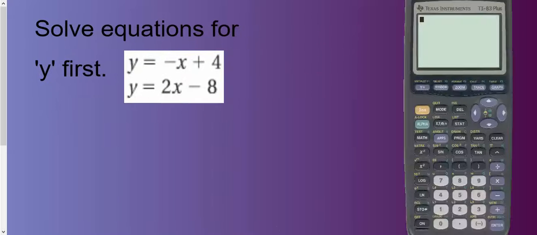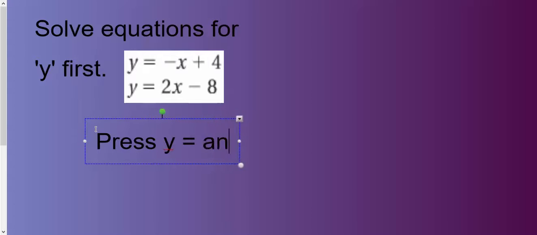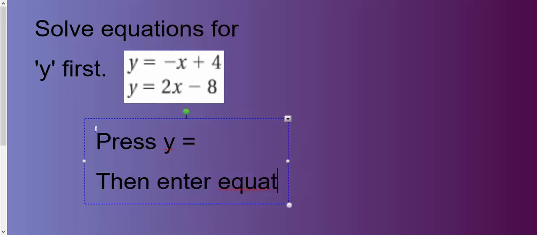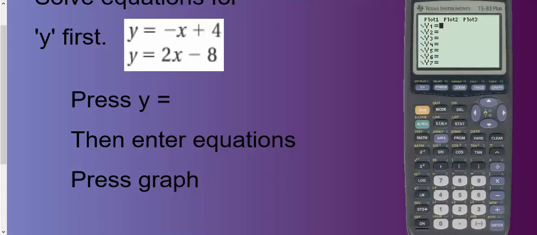Then we're going to go to our y equals menu. If you're taking notes, you'd say press y equals, then enter equations, and then press graph. So we're going to do all of these steps here. We're going to enter y equals negative x plus 4, and then 2x minus 8.